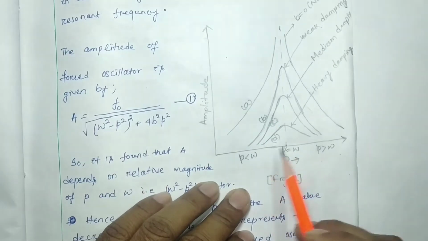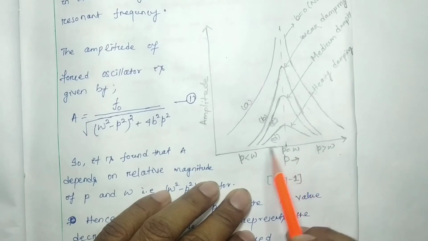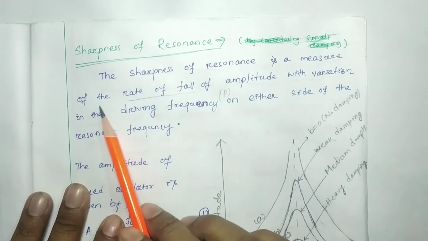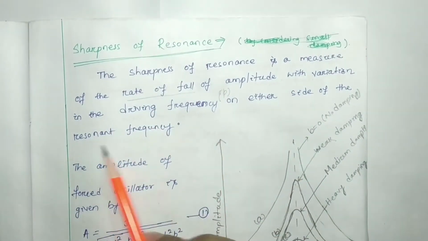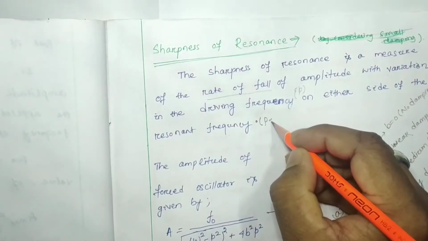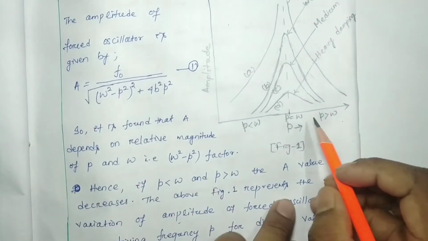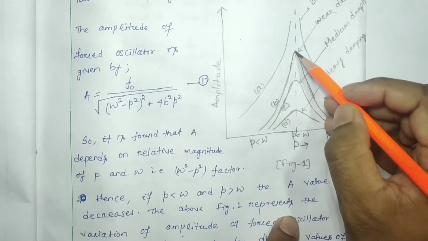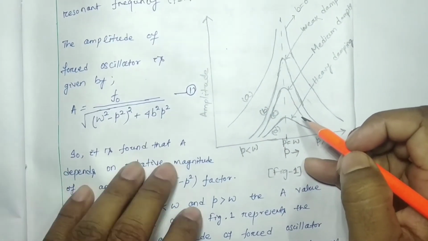On either side of p equal to omega, or either side of the resonant frequency, the sharpness of resonance is a measure of the rate of fall of amplitude with the variation of driving frequency. The resonant frequency is p approximately equal to omega. So on either side of the resonant frequency, the rate at which the amplitude falls decides the sharpness of resonance.